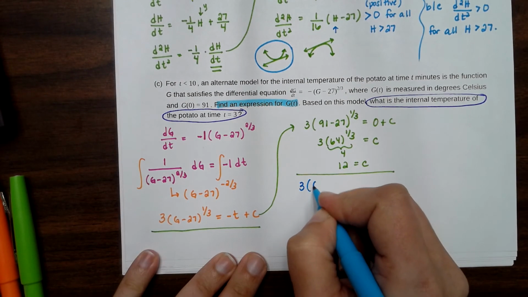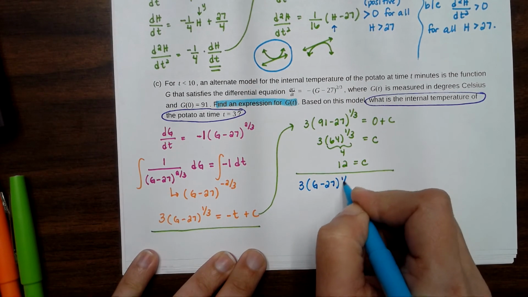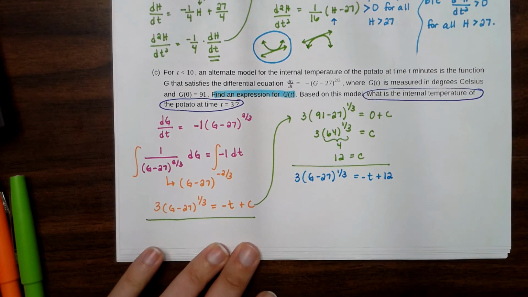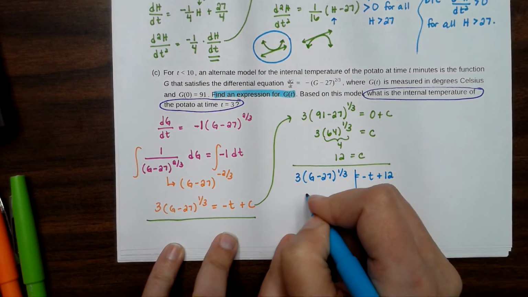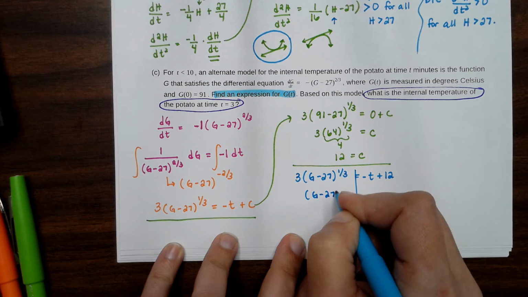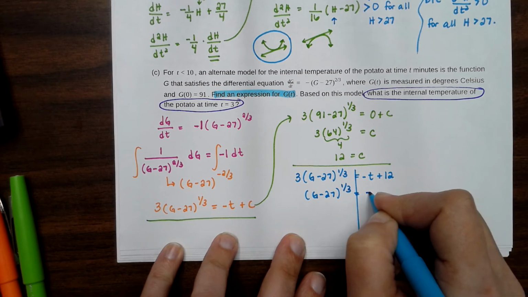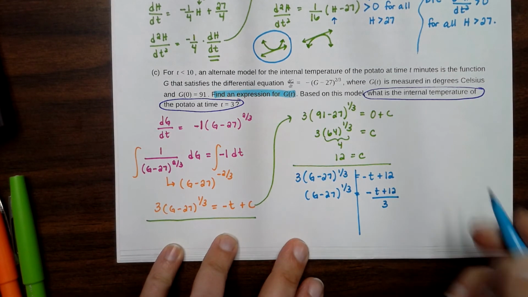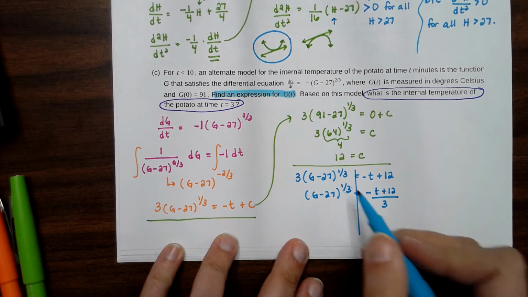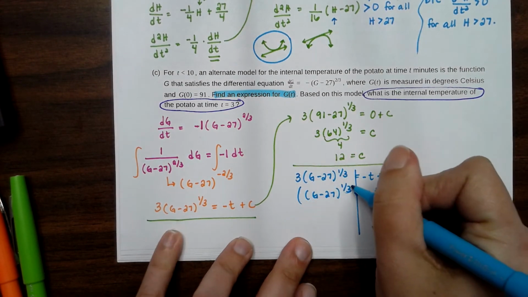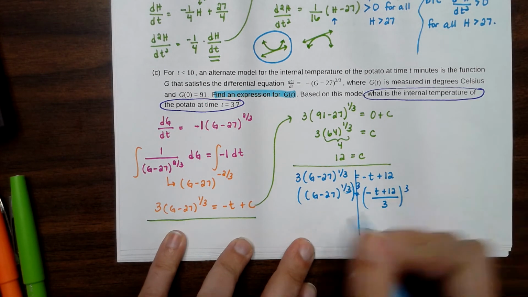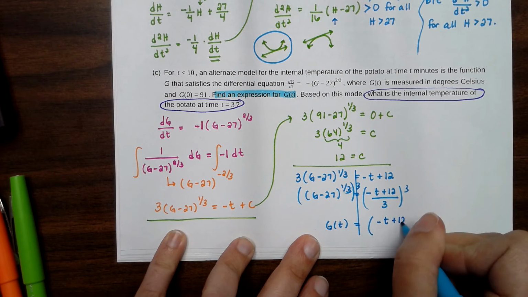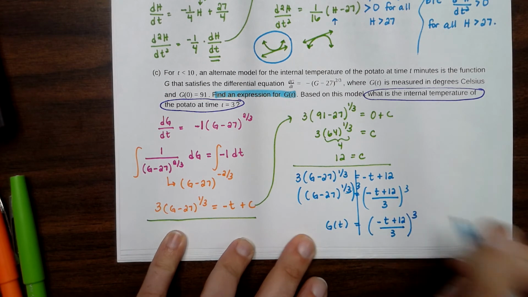So I'm going to have 3 parentheses g minus 27 to the 1/3 equals -t plus 12. And now I'm going to get g by itself. So I'm going to divide everything by 3, which means I have g minus 27 to the 1/3 equals -t plus 12 all over 3. And then I'm going to cube everything because the opposite of a 1/3 power is a third power. So I'm going to cube both sides, which means I have g of t equals -t plus 12 all over 3, the third power.